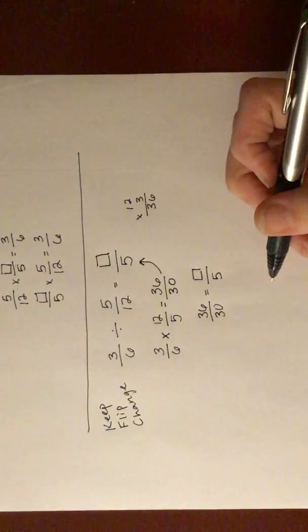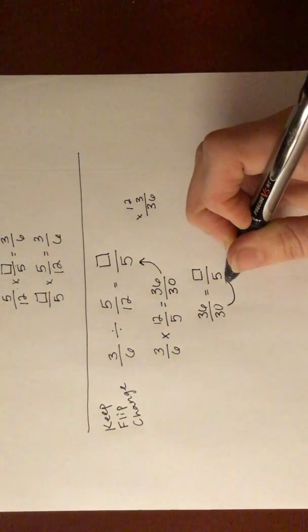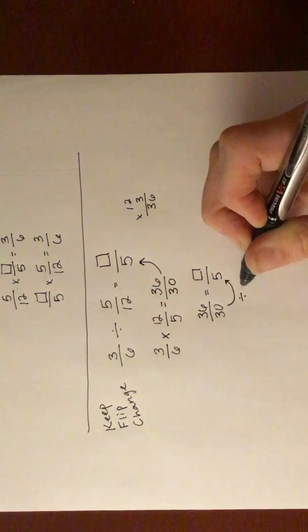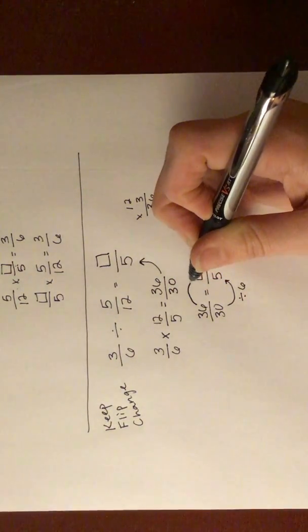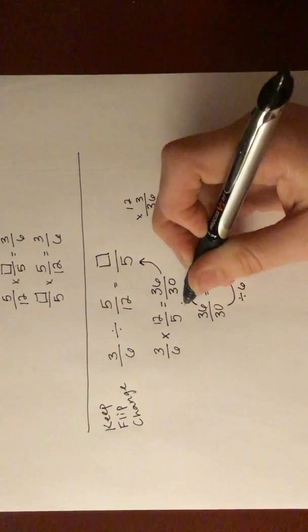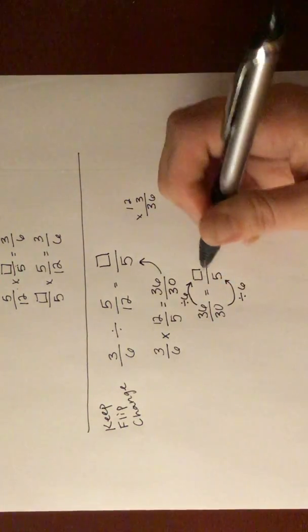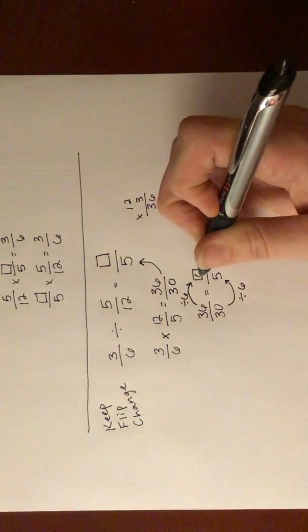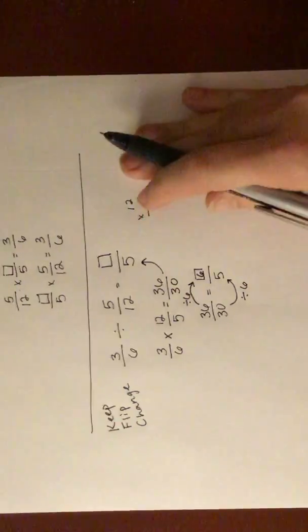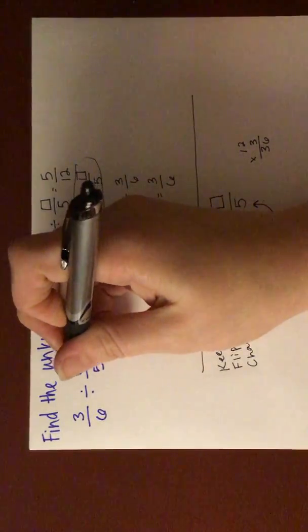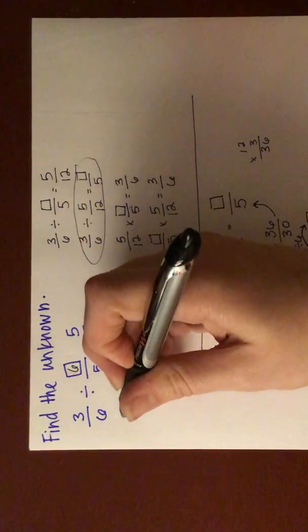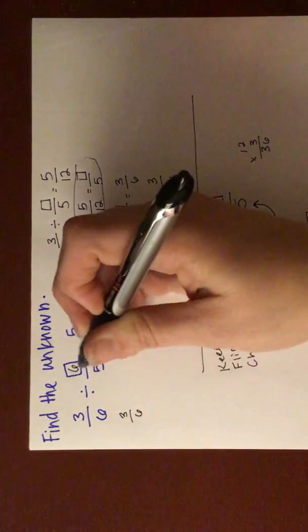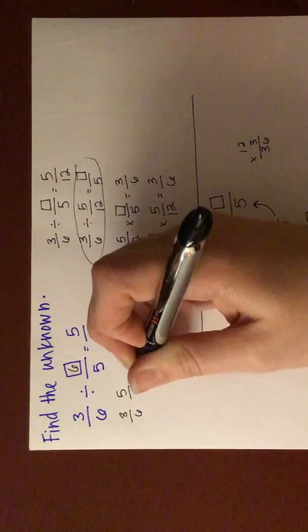So I've got to look: how did I get from my 30 to 5? I'm dividing by 6. So to get from my 36 to my unknown, I've got to do that same thing. So divide by 6. 36 divided by 6 is going to get me 6. So my answer should be 6. We can go ahead and check that fact now, though. We can do 3/6. I'm going to keep, I'm going to flip to 5/6.